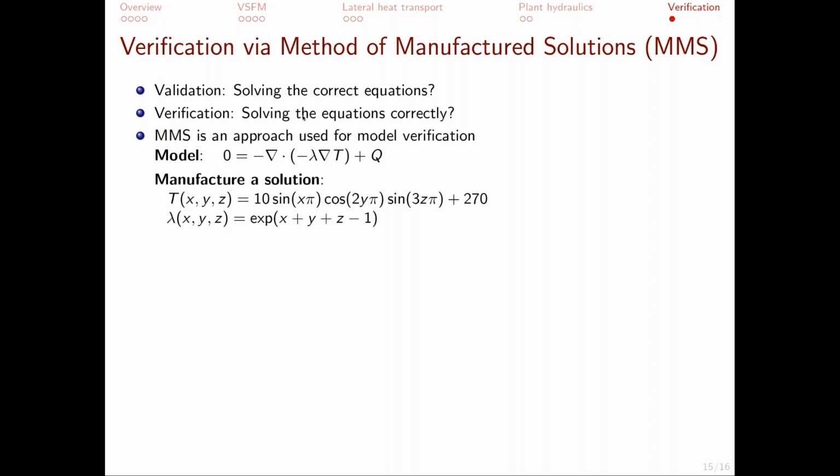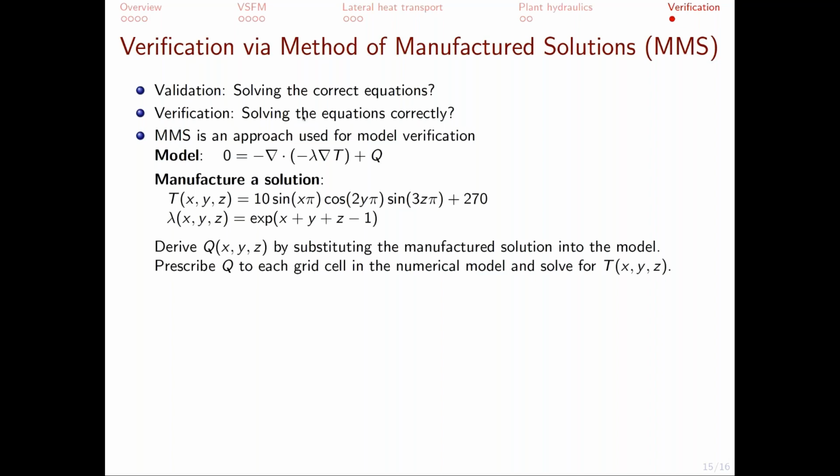The example here is you can pick a model. This is a steady state heat equation. You can come up with a solution, or manufacture a solution, for temperature and thermal conductivity as a sine or an exponential in space, and then you plug those expressions of T and lambda back into your equation, get a Q, and use that Q as a source and sink in your numerical model and solve for temperature.